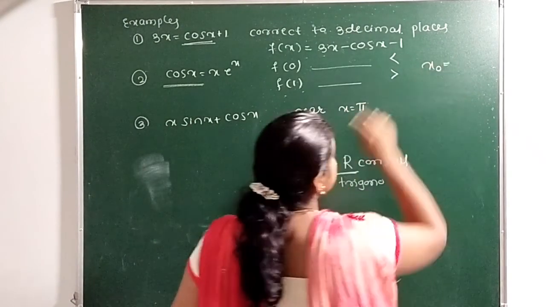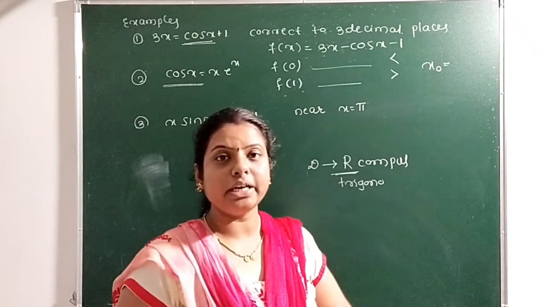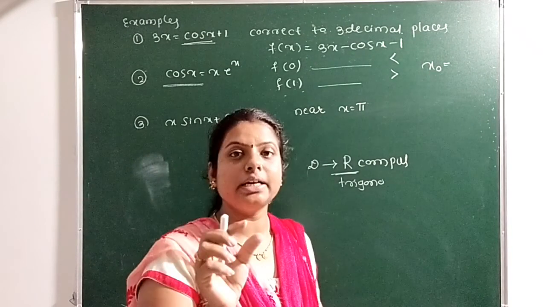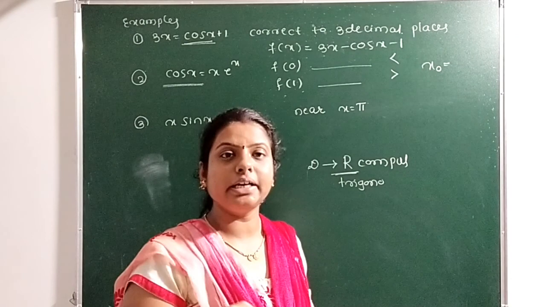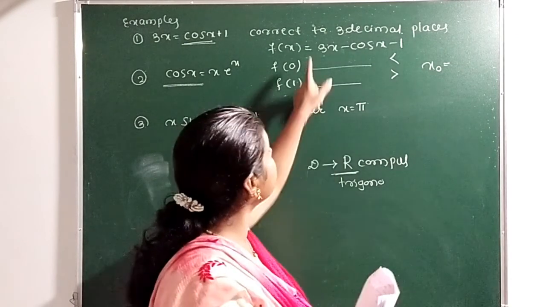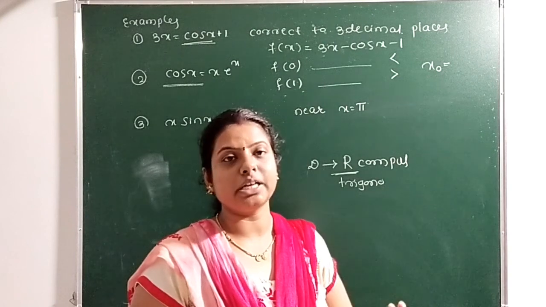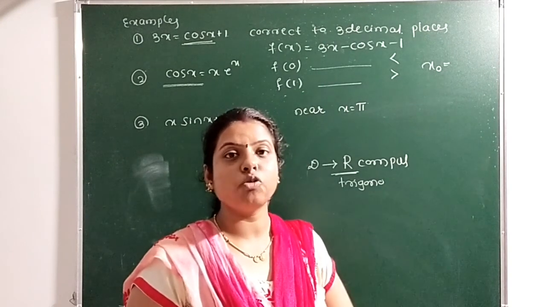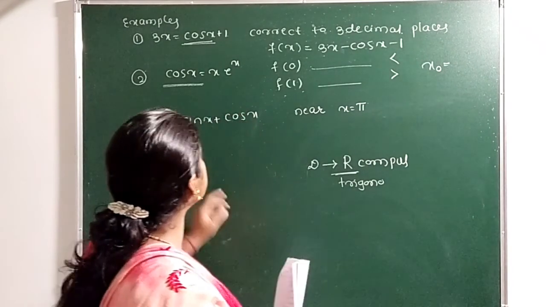Remember, after getting the x naught, again you have to make a minimum of 3 iterations. After the 3 iterations, you will get the 3 digits the same. If you are not getting the same 3 decimal places after the 3 iterations also, you have to do the 4th iteration. Compulsory, in the 4th iteration you will get the same digits for that function.